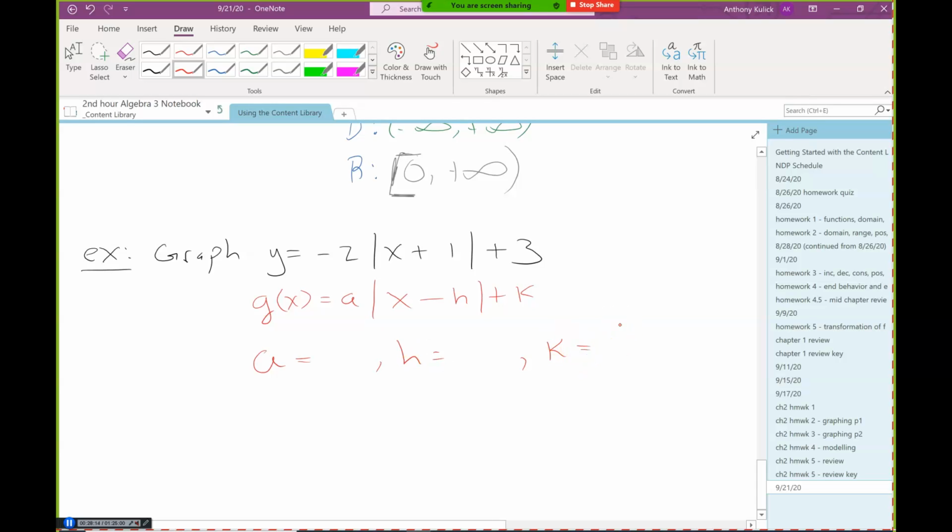What is my value for a? -2. What is our value for h? -1. Remember that the signs here are opposite. So the h is always the opposite sign of whatever appears in the equation. And the value for k is +3.